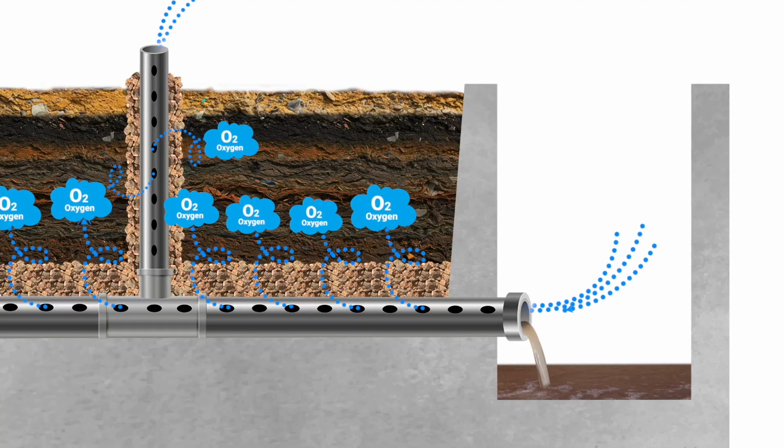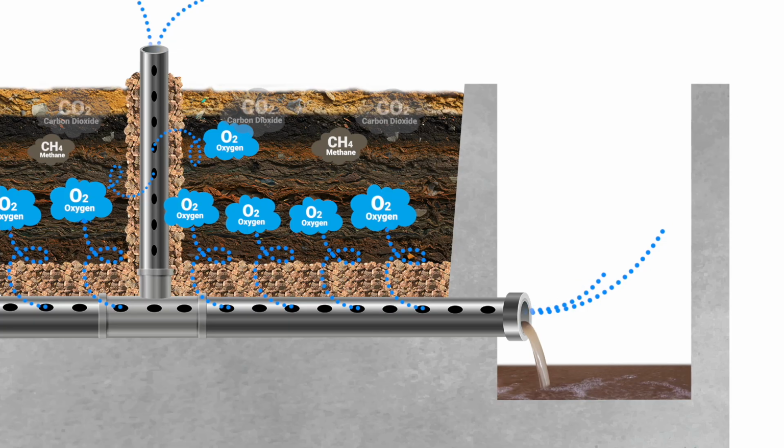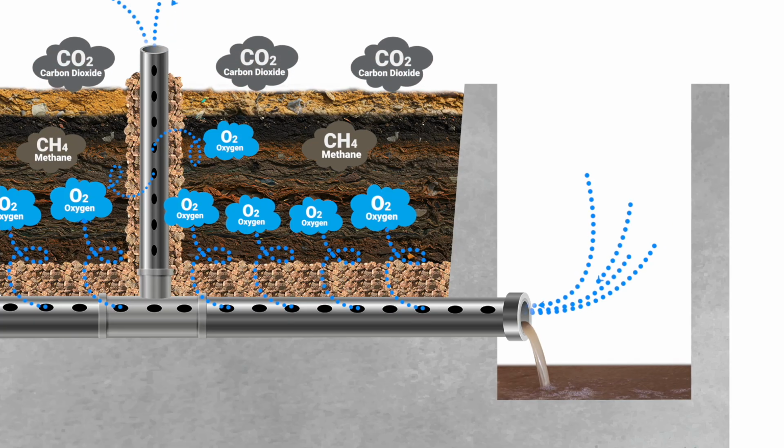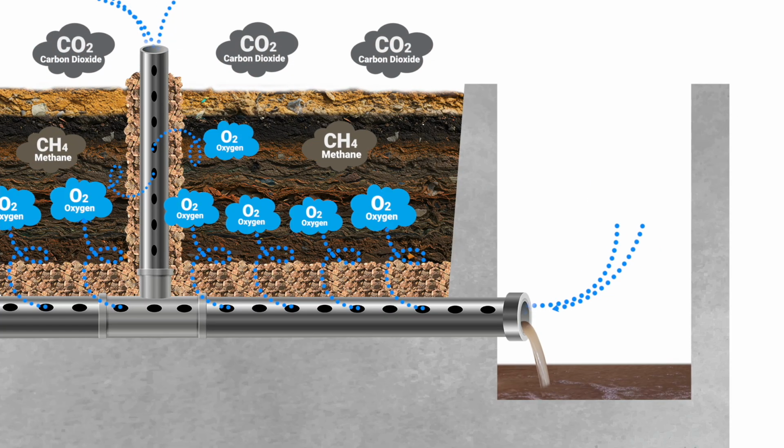The design mostly generates carbon dioxide instead of methane. This is vented via the vertical gas wells, with the pipes also drawing in air. Whilst carbon dioxide is still a greenhouse gas and a major factor that's causing climate change, it is nonetheless around 20 times less harmful than methane.